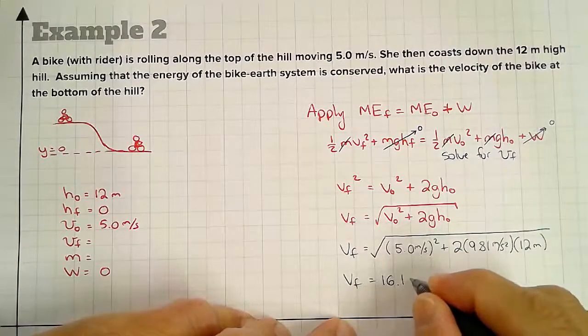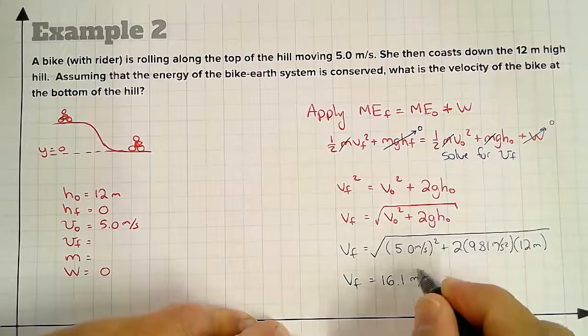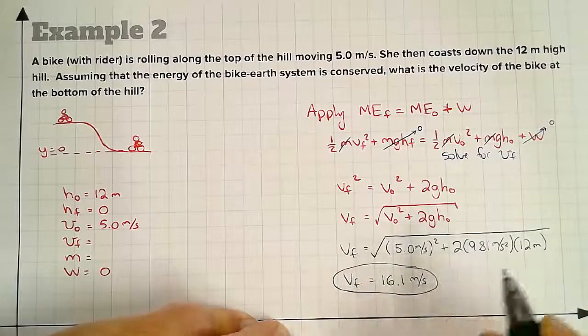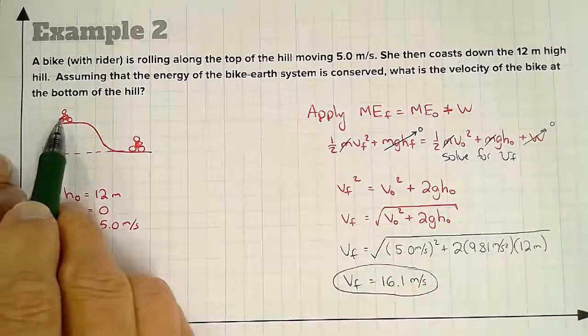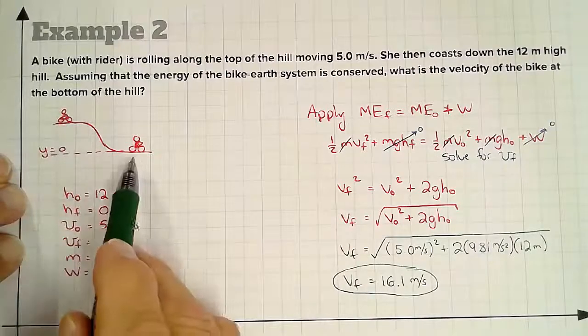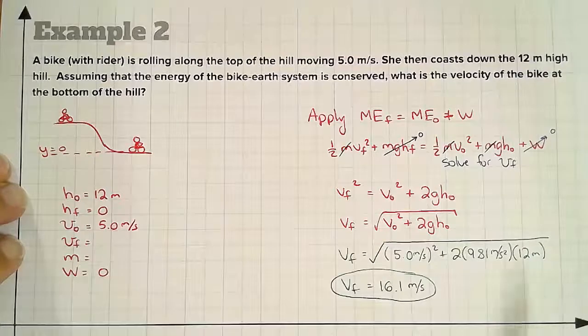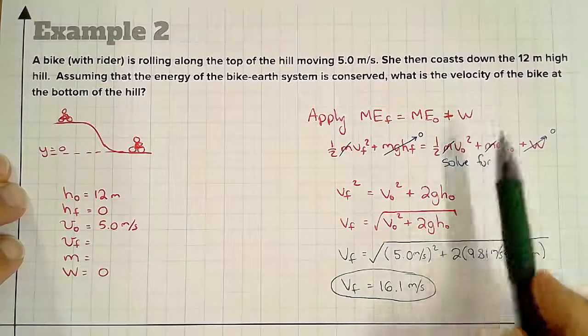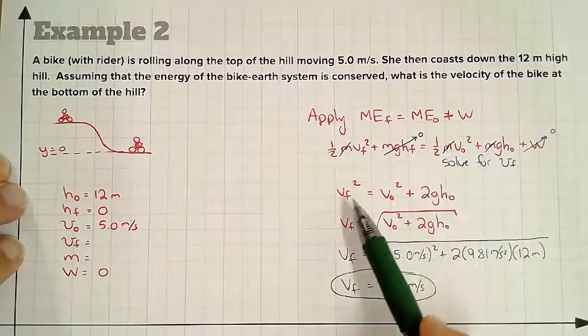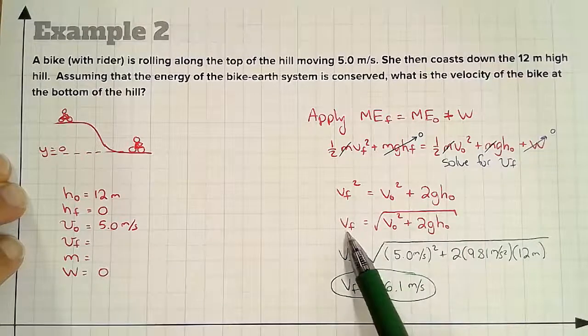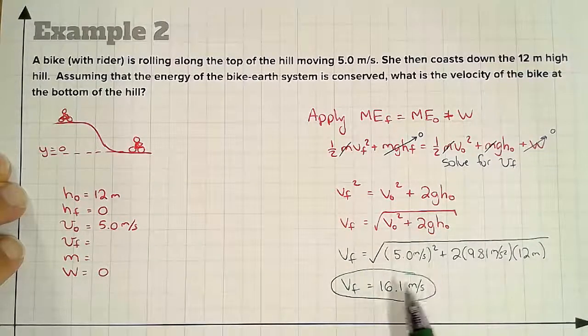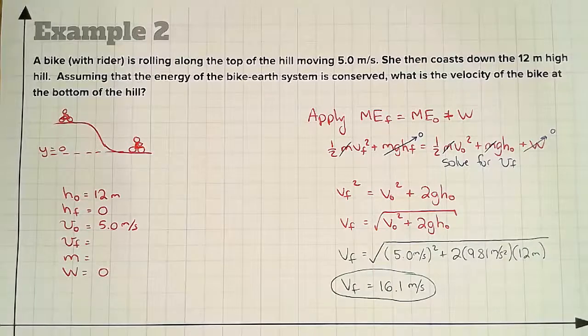And that's a reasonable answer. We would expect our final velocity to be greater than 5, since she was going 5 meters per second, and then she went down the hill, so she picked up some speed. Okay? So, again, state the principle you are applying, build yourself an equation, solve it algebraically to find an expression for the final velocity, and then you can evaluate it numerically to find the answer there.